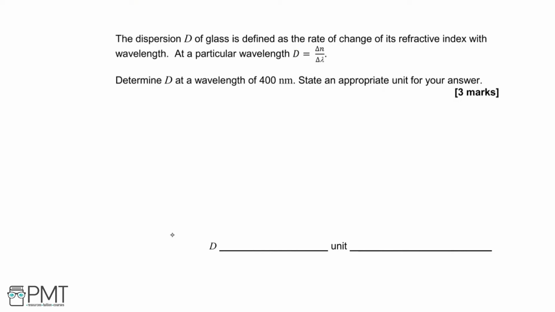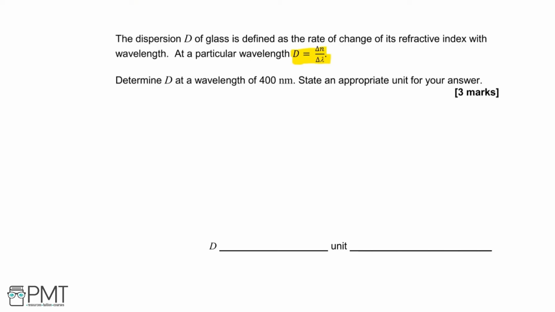Determine d at a wavelength of 400 nanometers. State an appropriate unit for your answer. Now you'll notice here that delta n divided by delta lambda is the same as delta y divided by delta x, which is going to be the gradient of that graph. Remember, the n values are y values and the lambda values are x values. So we're just finding the gradient of this graph at the point where the wavelength is 400 nanometers.